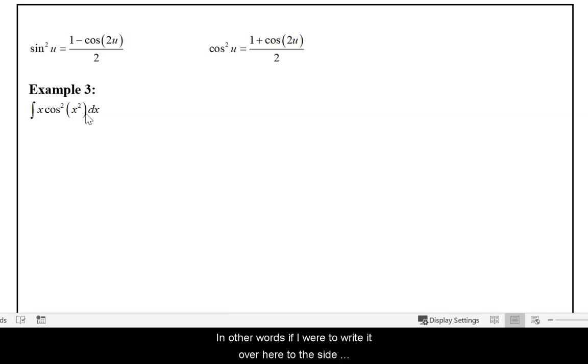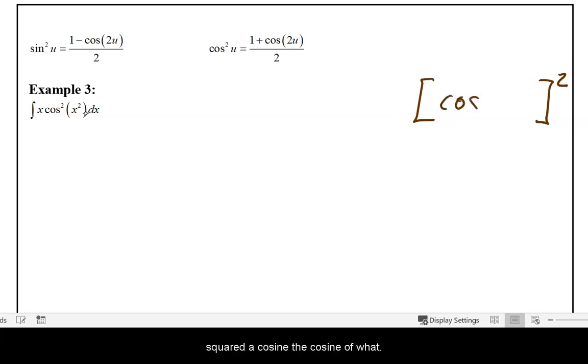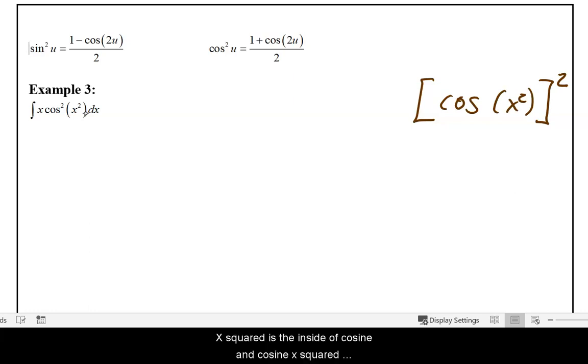In other words, if I were to write it over here to the side, I've got on the outside something squared. What's squared? A cosine. A cosine of what? Of x squared. X squared is the inside of cosine, and cosine x squared is the inside of the squared power. Now, we don't deal with cosine squared as u unless we also have a sine. We don't have sine present in the integrand. That means I have no choice. I've got to use this double angle formula that you see here.